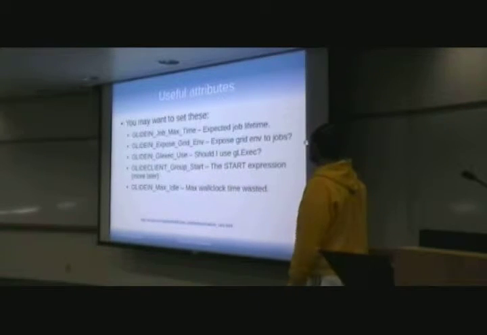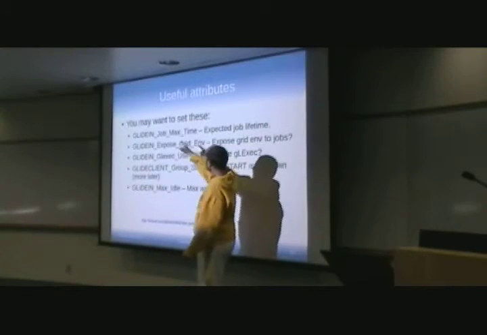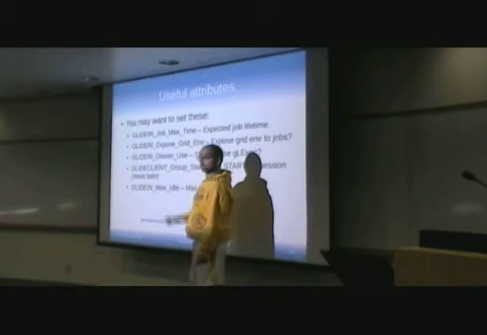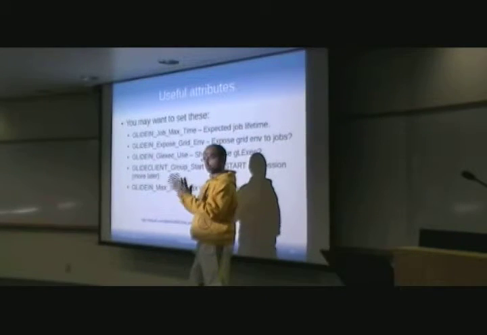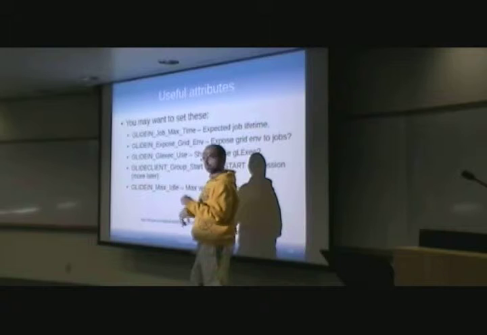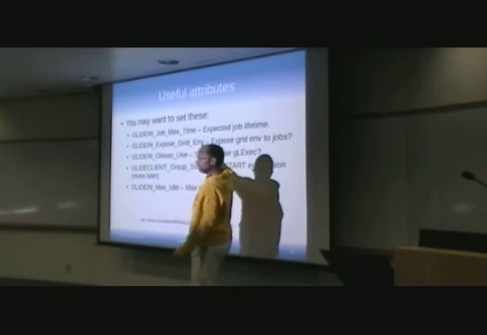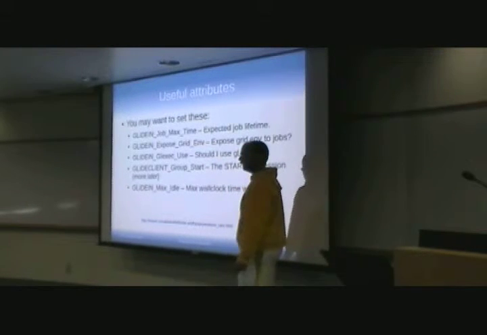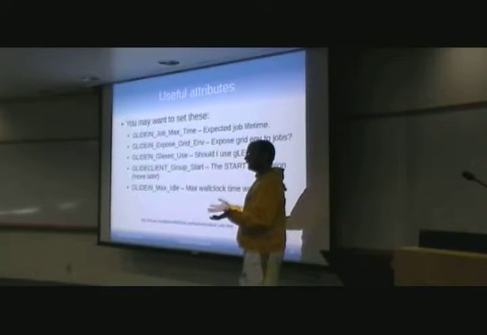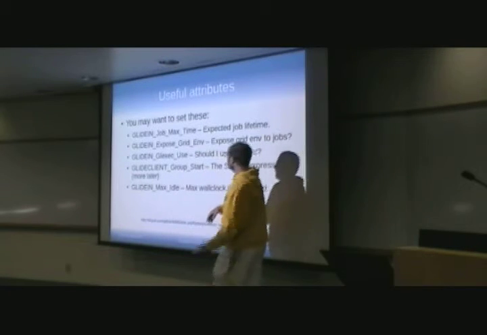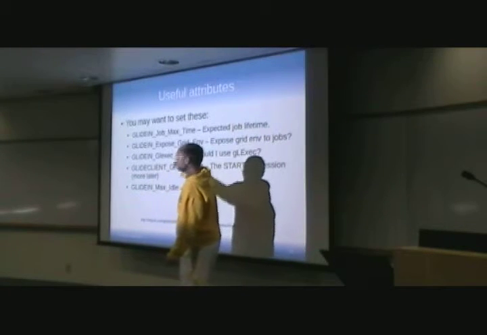Here are a bunch of useful attributes that you may want to set. We mentioned this yesterday, glidein job max time, which is the expected job lifetime, so that you have to retire the glidein instead of using the default. If you want to expose the grid environment, this is one of the questions that the installer asked you. Do you want the grid environment to be published in the job environment or not? Should you use glideinExec?